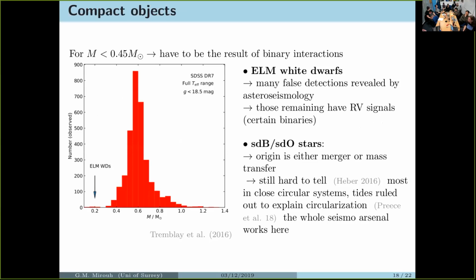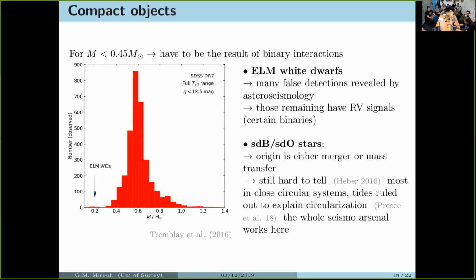Next, compact objects. I didn't mention them really before because I don't know much about them. So I did my research for this review and researched the binary ones mostly. So we know for sure that stars that have a mass less than half the mass of the Sun have to be the result of binary interactions. They couldn't be compact objects considering the age of the universe. So that's a pretty strong cutoff.